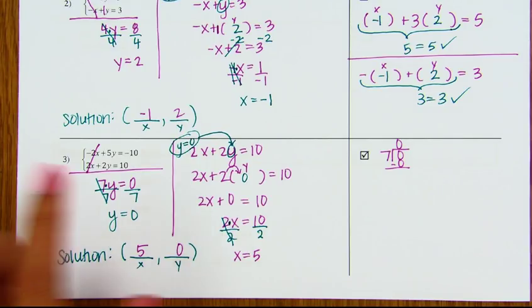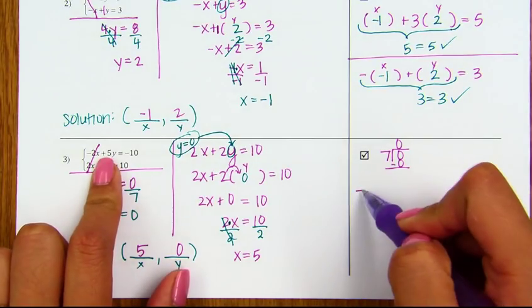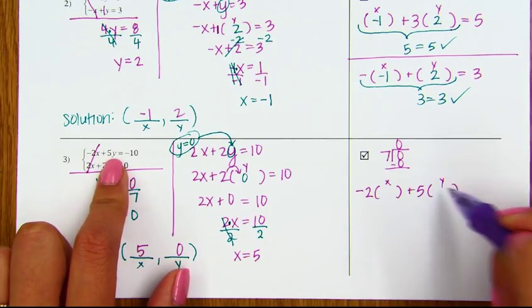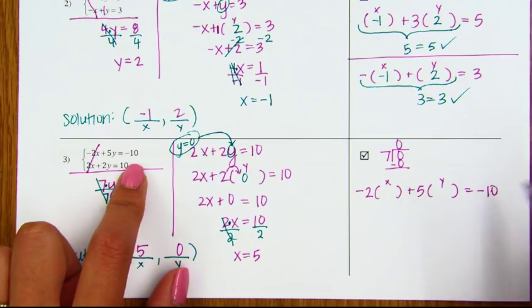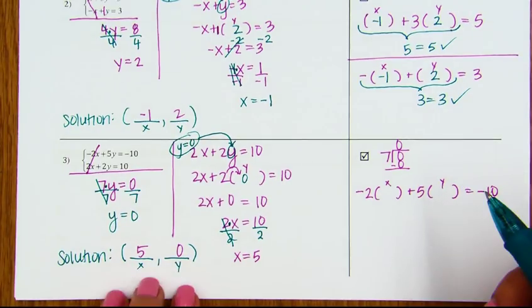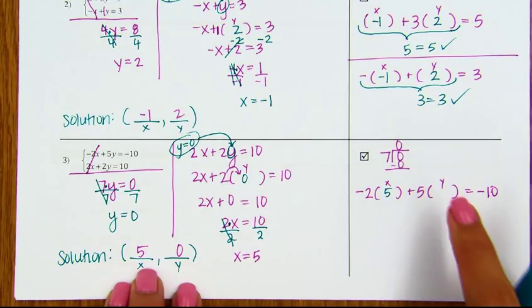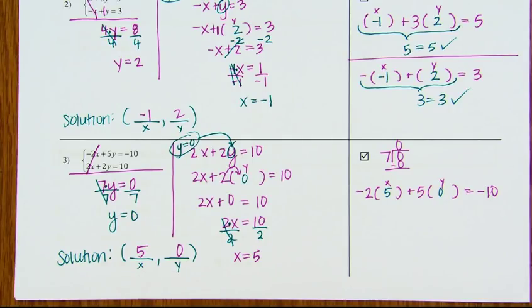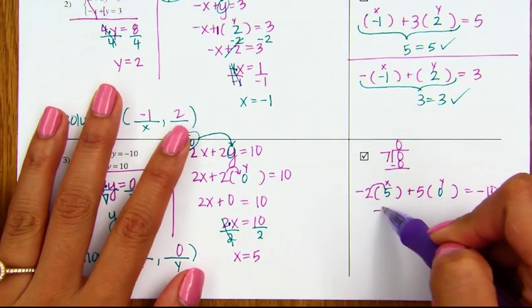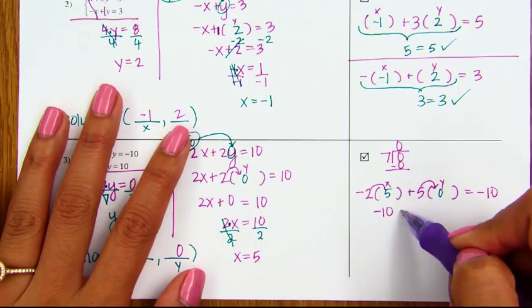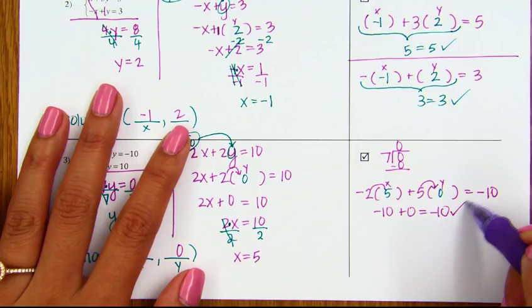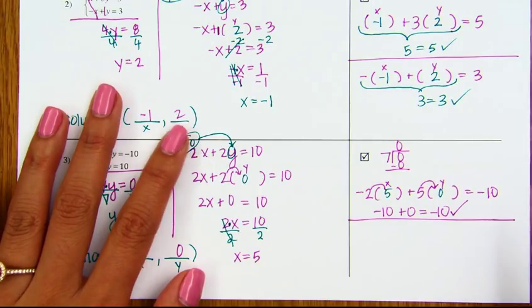I'm going to go ahead and copy down the original equations. So negative 2 parentheses for x plus 5 parentheses for y, and it should equal negative 10. So what is x? According to my work, x is a 5. And what is y? According to my work, it is a 0. Here, I think that the work is pretty simple enough, so I'm just going to show you the arithmetic. Negative 2 times 5 is negative 10. 5 times 0 is 0. Is this true? Does negative 10 plus 0 equal negative 10? Yes, it does.